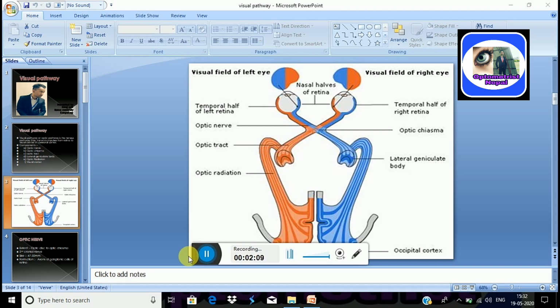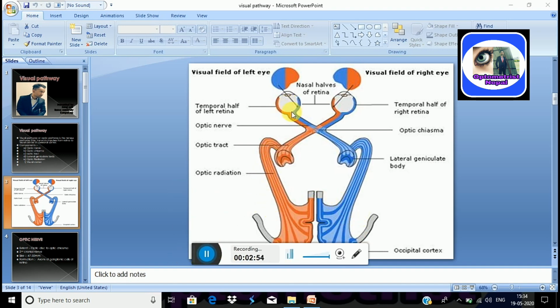The lateral geniculate body has 6 layers. Ipsilateral fibers relay on layers 2, 3, 5 of the lateral geniculate body, and contralateral fibers relay on layers 1, 4, 6. After the lateral geniculate body, the impulses pass through the optic radiation to the visual cortex, which is also called the calcarine fissure.